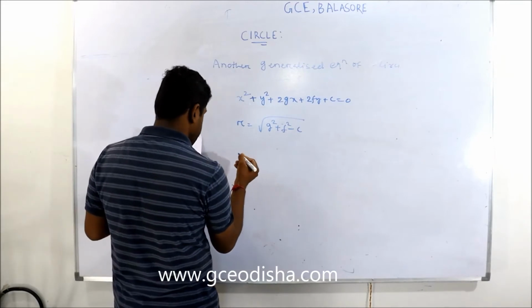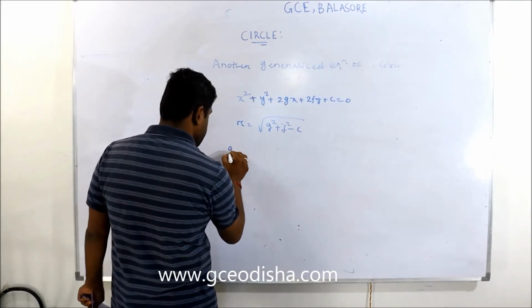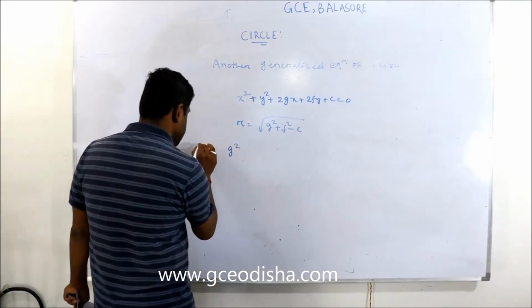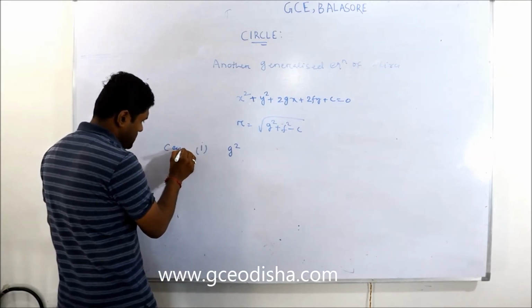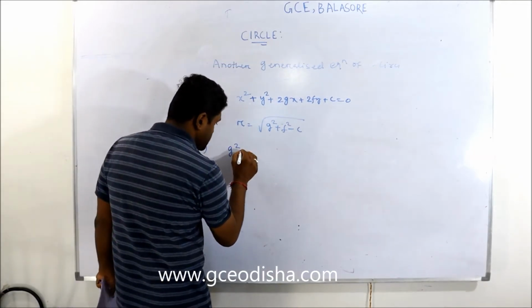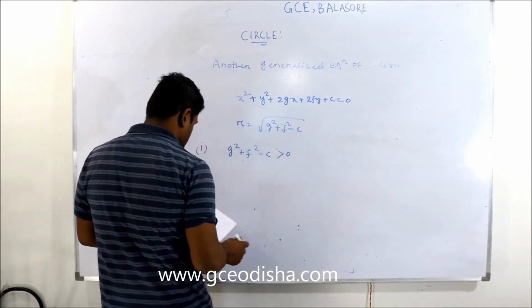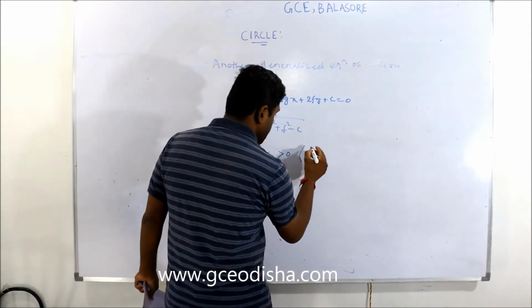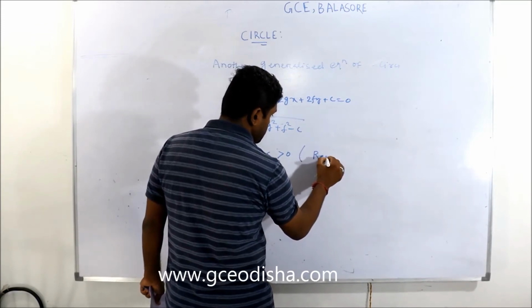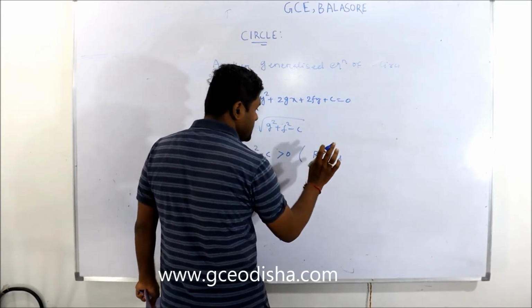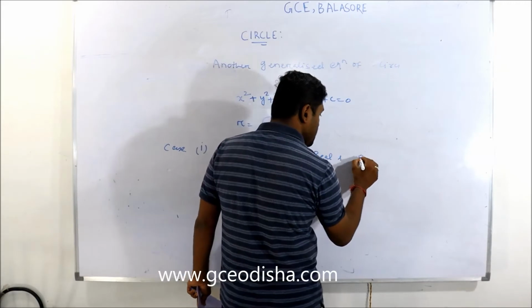Case 1 is when g square plus f square minus c is greater than 0. Then the circle is real, a real circle, and the circle is possible.